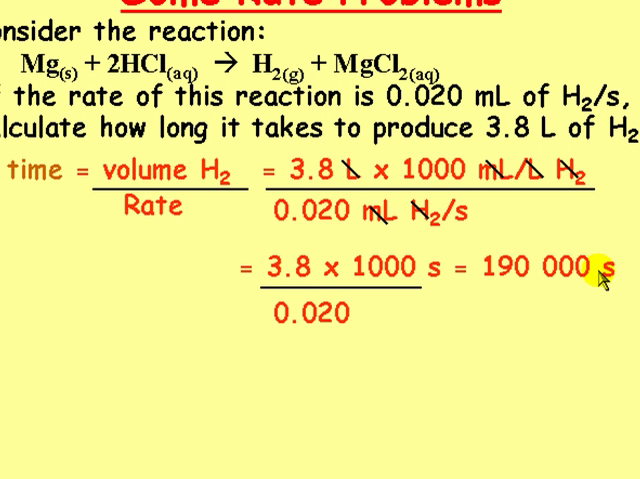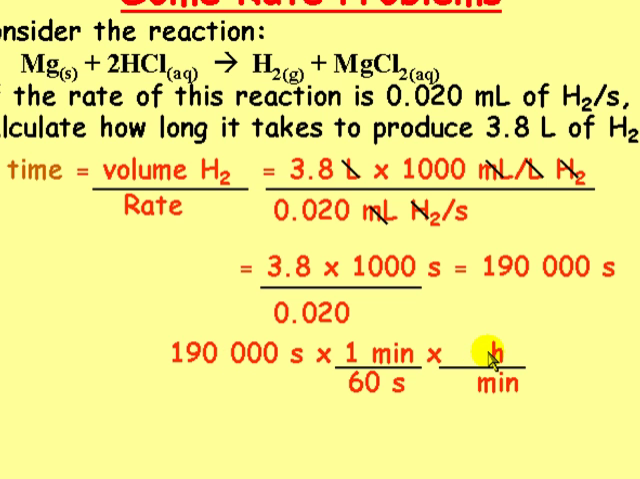If we want a more convenient time unit, we can change seconds to minutes by multiplying by minutes over seconds. 1 minute over 60 seconds. That's still going to be a fairly large number, so let's change minutes to hours. So we multiply by hours over minutes. Now we can put 1 hour over 60 minutes. We can cancel out the seconds, cancel out the minutes, do the calculation, and we get 53 hours.